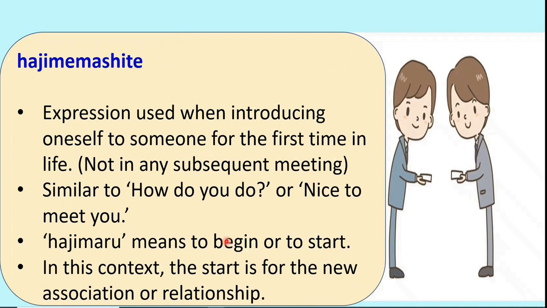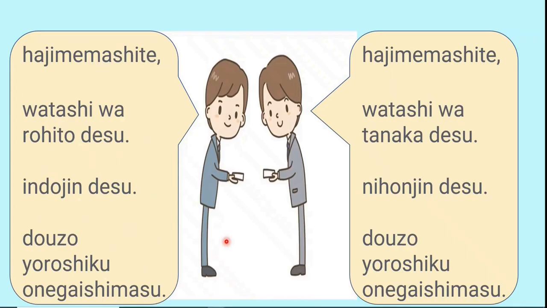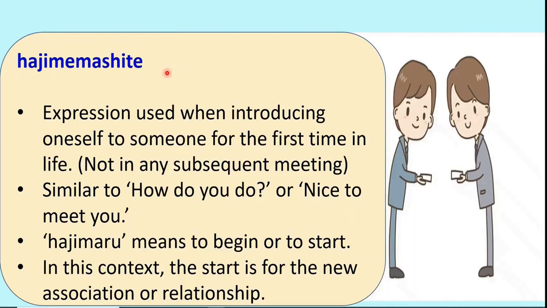So we begin with hajimemashite. That is the first phrase that they have used. What does that mean? Hajimemashite is an expression used when introducing oneself to someone for the first time in life. That means it is used only once with one person and not in any of the subsequent meetings with that person. The meaning is similar to how do you do or nice to meet you in English. Hajimaru is a verb which means to begin or to start. In this context, the start is for the new association or relationship with the person concerned.